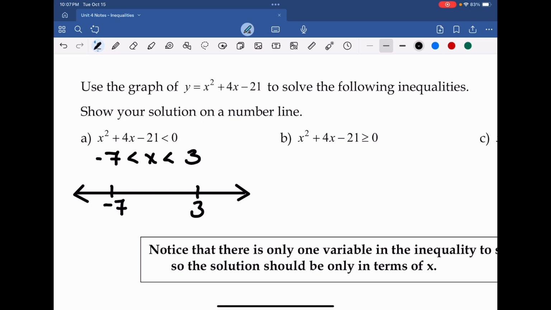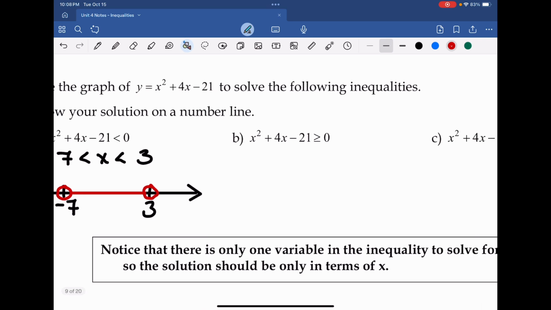And then because it is a strict less than, we're going to use some hollow dots at this point. So hollow dot, hollow dot. And then because it must be between these values, I'm going to connect them with a line. There's our number line. So a hollow dot, remember, represents that it's less than or greater than, but not equal to.